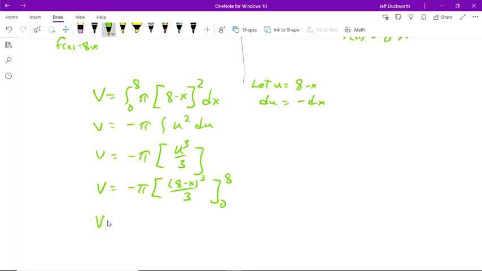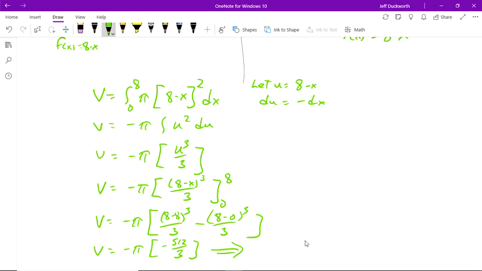We evaluate at 8 first, so negative pi, and then we can just take this out here. So at 8, it will be 8 minus 8 cubed over 3. Evaluating at 0 will be 8 minus 0 cubed over 3. So that's negative pi. This first part is 0, so we're left with 8 cubed, which is 512. So negative 512 over 3. That means our volume equals positive, because we have two negatives, 512 over 3 pi.